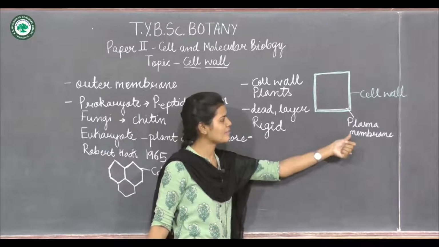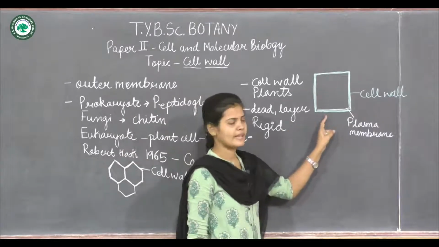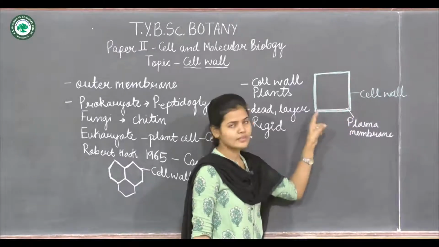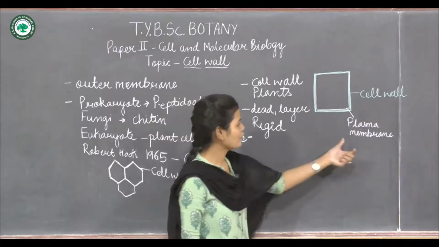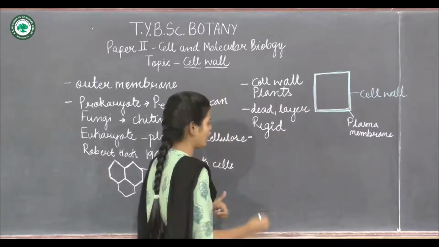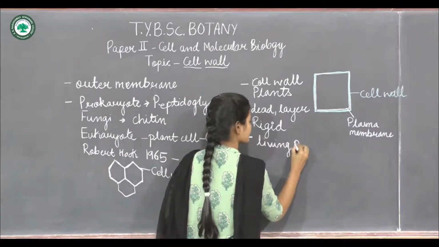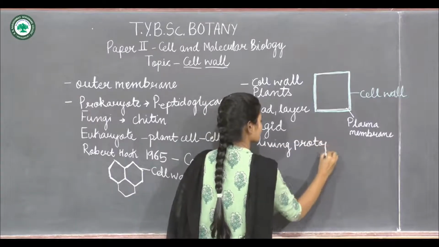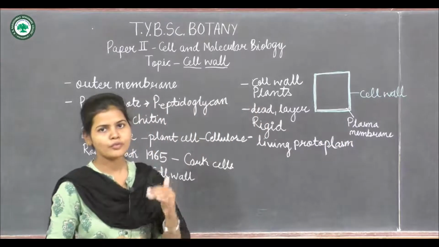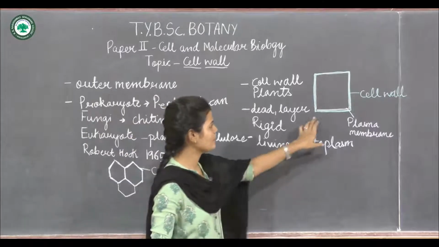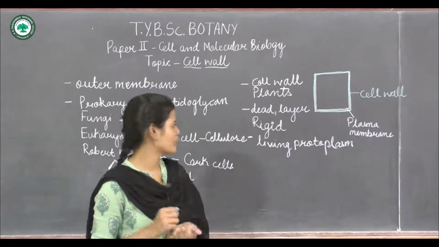But the plasma membrane is the living membrane. If the cell wall is removed from the plant cell, the material which is left behind is the protoplasm, which we also call the living protoplasm.